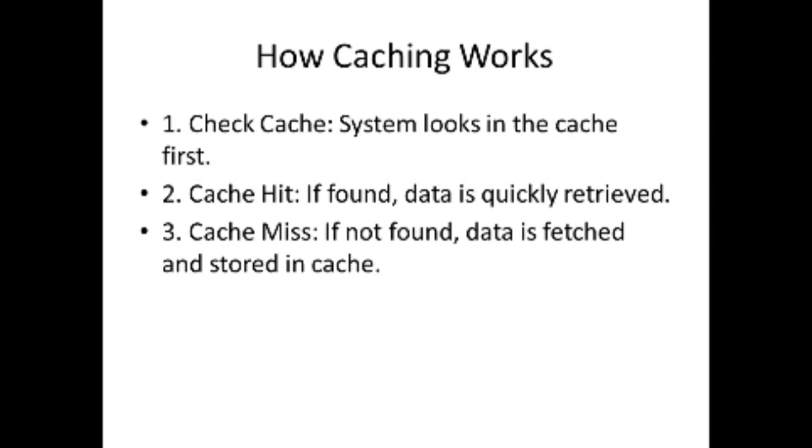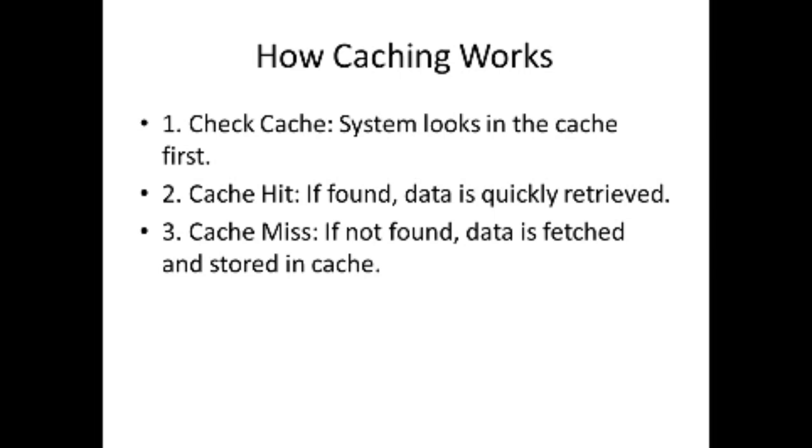The second point is cache hit. If found, data is quickly retrieved. So when the system looks into the cache and finds out that your data is over there, it quickly retrieves that data that we are looking for. And the cache miss: if not found, the data is fetched and stored in cache. So for instance, if the data that you want to retrieve is not found in the cache, the system will look for that data and make sure that it's stored in the cache.